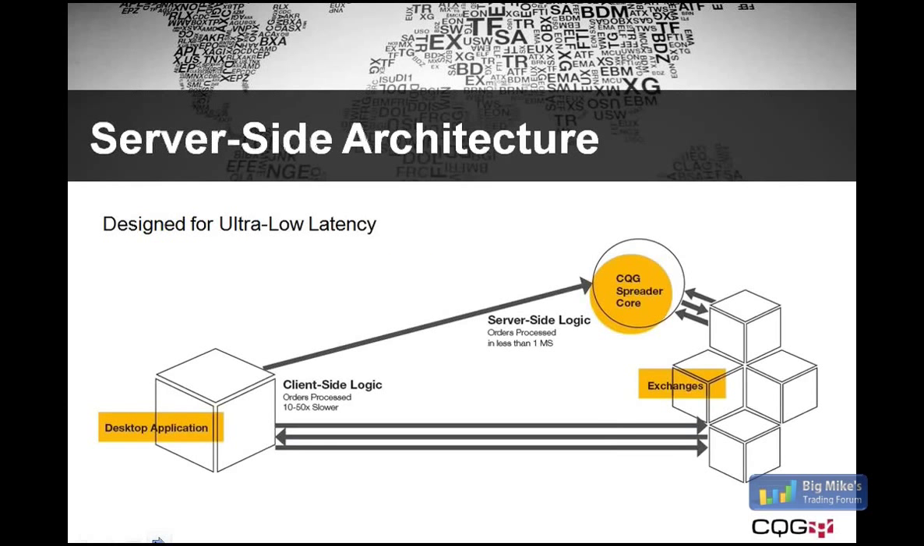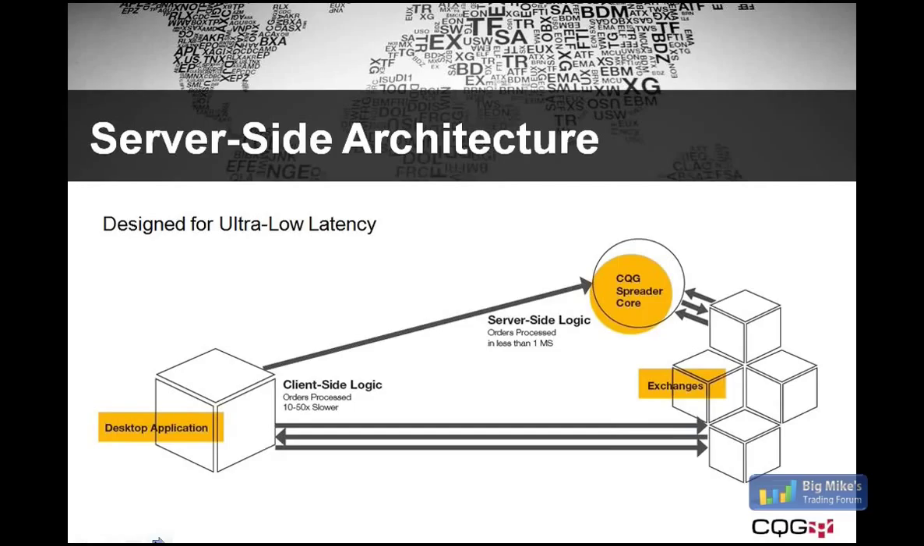Now here's a client-side solution. Essentially, what we're looking at is market data coming into a desktop application from an exchange. Client-side logic would provide the logic within a spread function, let's say, and then that logic would have to be communicated back to an exchange. You can see essentially from this visual how much latency is involved with that desktop application and that client-side logic.